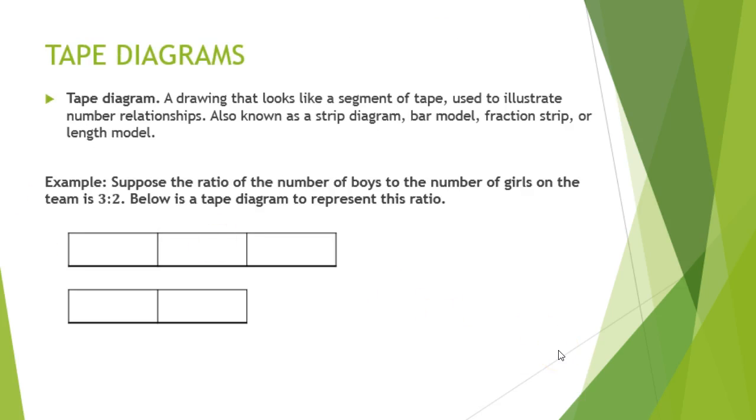Tape diagrams. A drawing that looks like a segment of tape, used to illustrate number relationships, also known as strip diagram, bar models, fraction strips, or length models. Example, suppose the ratio of the number of boys to the number of girls on the team is 3 to 2. Below is a tape diagram to represent this ratio. Each piece of the tape equals 1. So there's my 3 to 2.